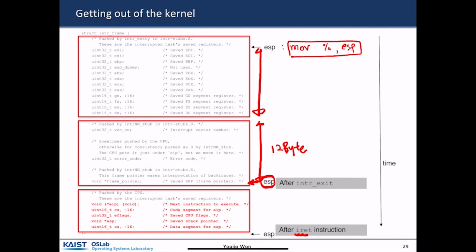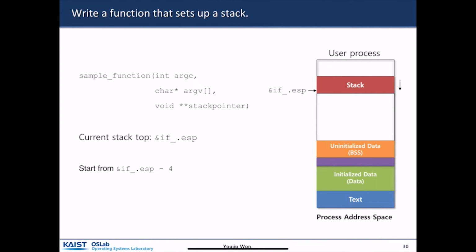As a result of calling IRET, the hardware, the CPU, pops these 5 registers automatically and restores them to the registers, and then changes the mode from the kernel to the user. So as a result of executing the IRET instruction, all these 5 registers will be restored to the CPU, and then ESP will be set to the stack top address of the user stack. This is how we get into the kernel and get out of the kernel.